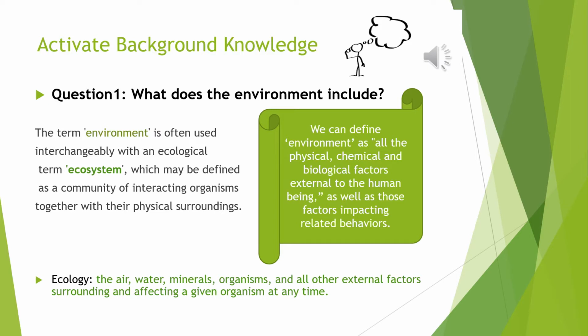We will start our tutorial by activating our background knowledge in the context of environment. Question number 1. What does the environment include? The term environment is interchangeably used with the term ecosystem. Environment or ecosystem may be defined as a community of interacting organisms together with their physical surroundings. Therefore, we can define environment as all the physical, chemical, and biological factors external to the human being, as well as those factors impacting related behaviors.